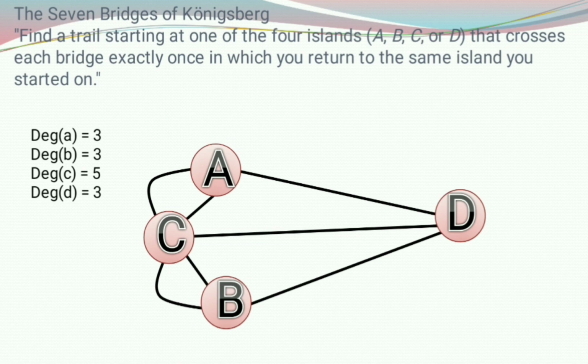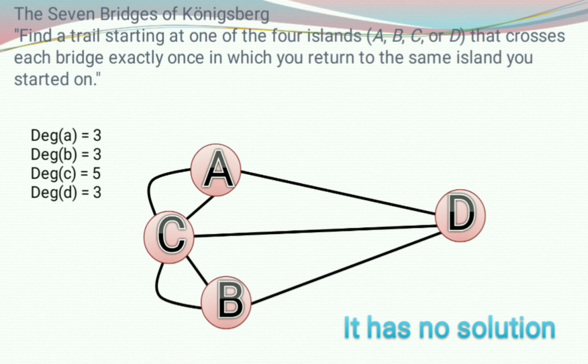So by that theorem, this graph cannot have an Eulerian circuit. So there is no solution to the seven bridge Königsberg problem. It's not possible to find a trail starting at one of the four islands that crosses each bridge exactly once and returns to the same position. So it has no solution.